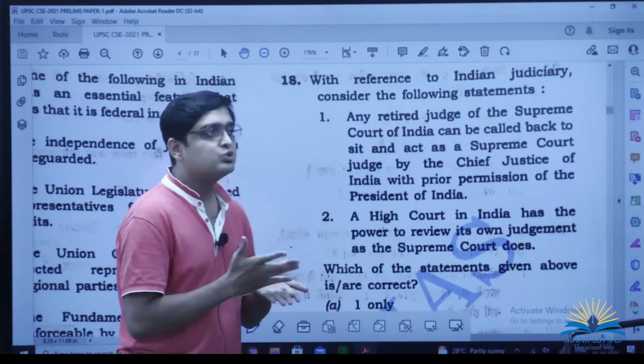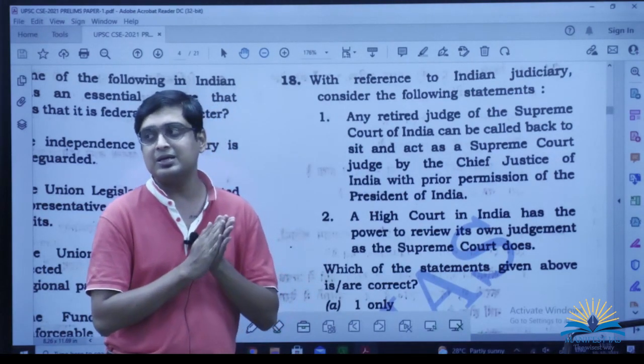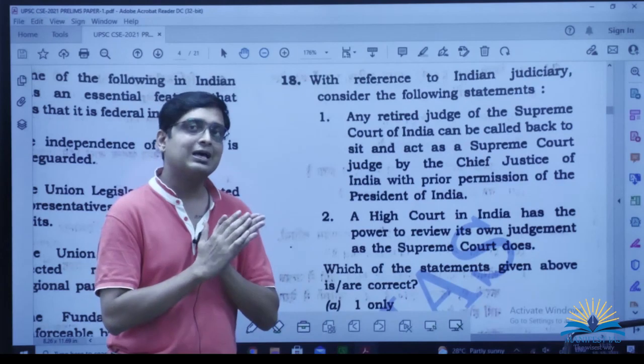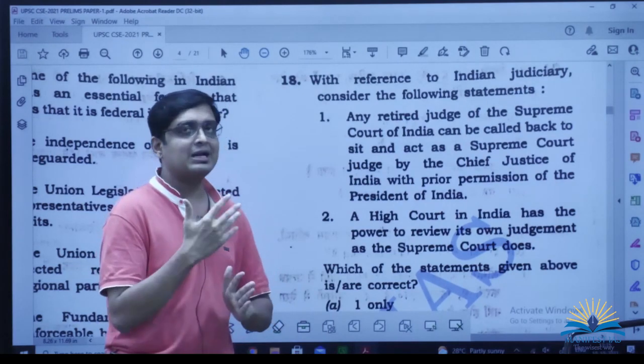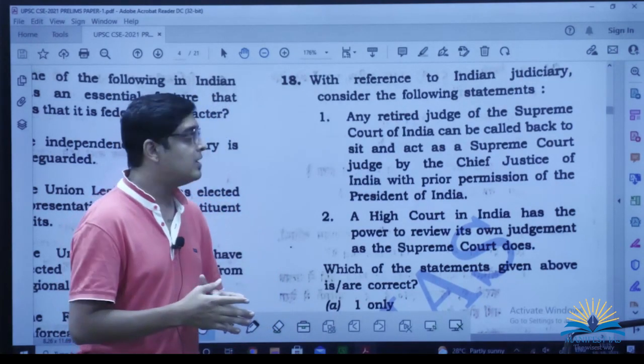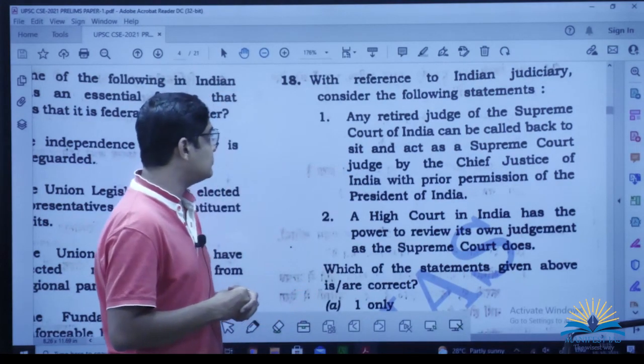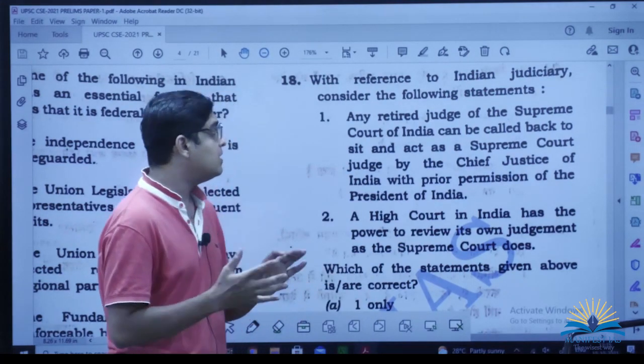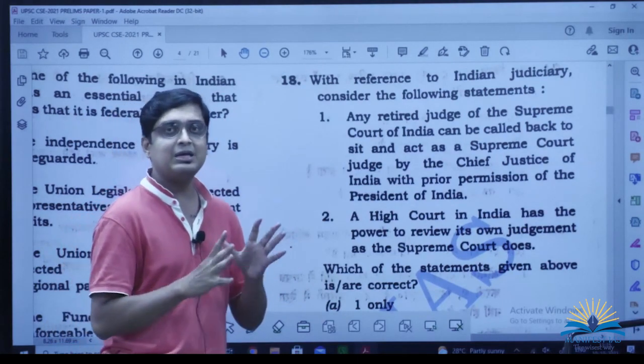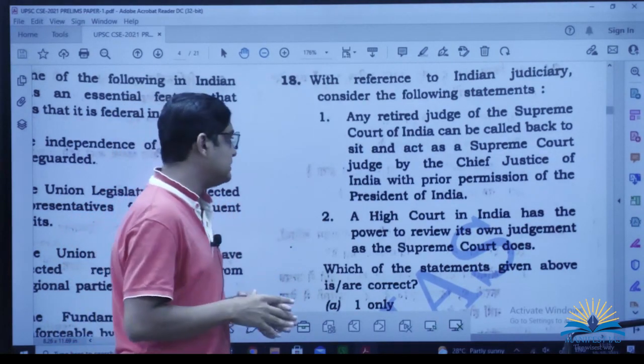So that usually happens. This is given under Article 128. This was in use till 1975. After 1975, it has been put into disuse. Any retired judge of the Supreme Court of India can be called back to sit and act as a Supreme Court judge by the Chief Justice of India with the prior permission of the President of India. Yes, Article 128 clearly says that.